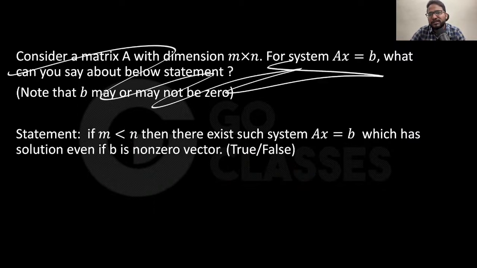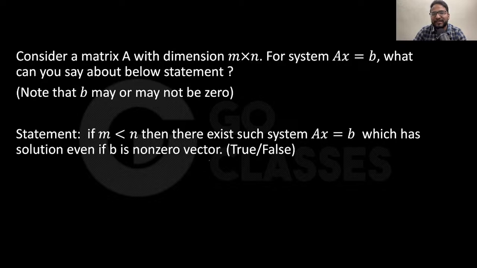Don't read this because this is same as earlier. Just read this statement. If m is less than n, then there exists such a system Ax equal to b which has the solution. So अब ये क्या बोल रहे हैं कि m less than n, which means let's suppose m is 2 and n is 3, मतलब 2 into 3 का है, then there is a system. System means कि a और b, मतलब कोई तो एक मैट्रिक्स है a, कोई तो एक वेक्टर है b. There is a matrix A, there is a vector b such that कि आपके पास solution होगा even if b is non-zero. See, do you always have a solution or not?